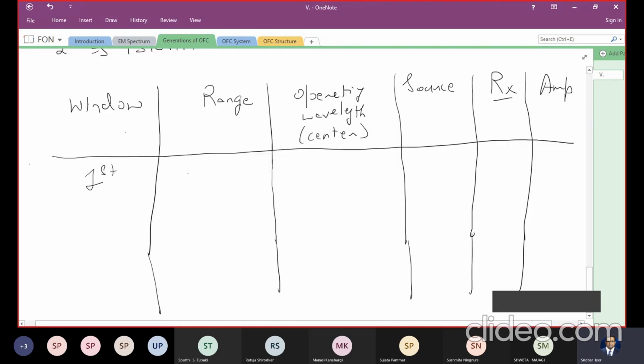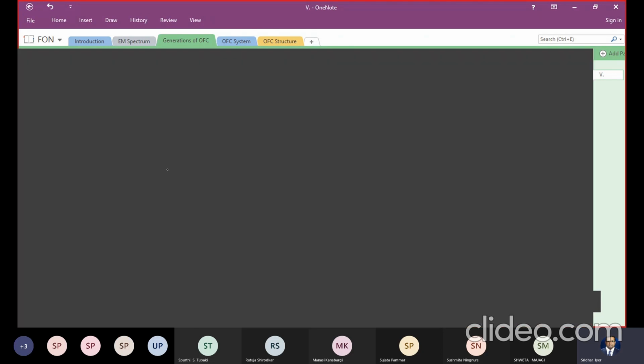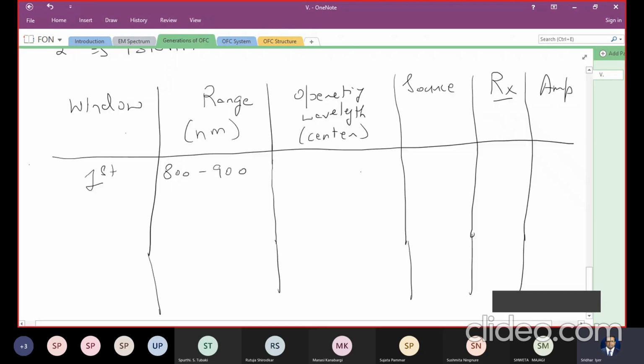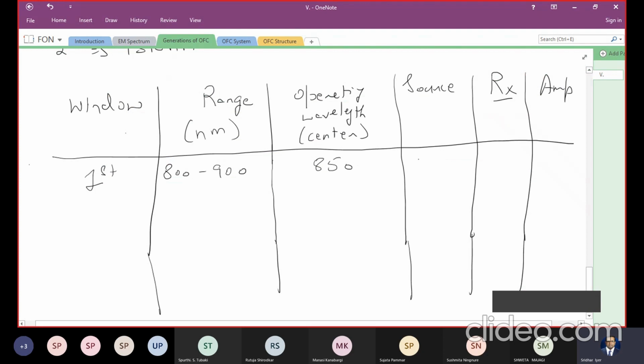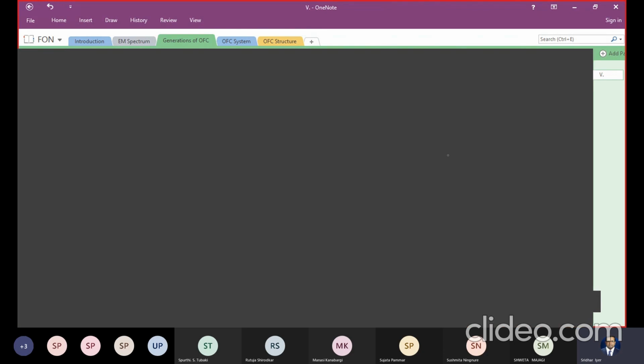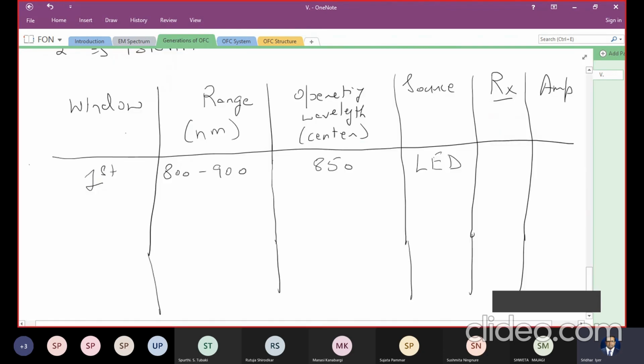So in the first window, your range, which will also be in nanometer, is somewhere between 800 to 900 nanometer. The center wavelength or the operating wavelength is 850 nanometer. The source used here is predominantly LED. However, there are issues with LED. I had explained this in the class day before yesterday, and I will explain this again. What are the problems with LED?